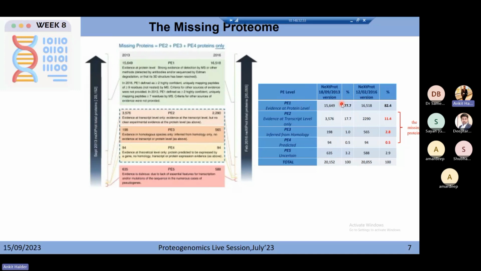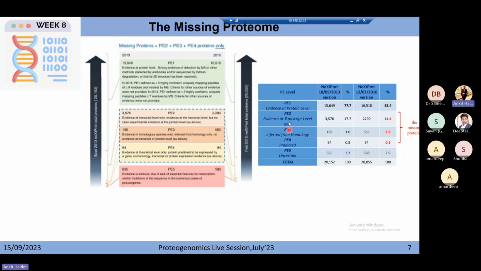When we try to set up any assay or try to identify any protein, we need to check which peptide is unique. So NextProt gives you the peptide uniqueness checker to identify those. You can see that from 2013 to 2016, the percentage increased from 77.7% to 82.4%. So the evidence at the protein level is increasing with the advancement in your instrumentation technique and the sample processing, sample preparation techniques. This way, the coverage is increasing and the evidence at the protein levels is also increasing.